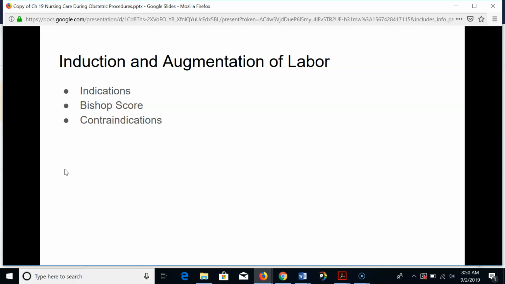A few contraindications include placenta previa, which is when the placenta is covering all or part of the cervix instead of being implanted high in the uterus, if the baby is not in the cephalic position, if mom has had more than one low transverse abdominal incision from previous C-section, and maternal heart disease are just a few examples.